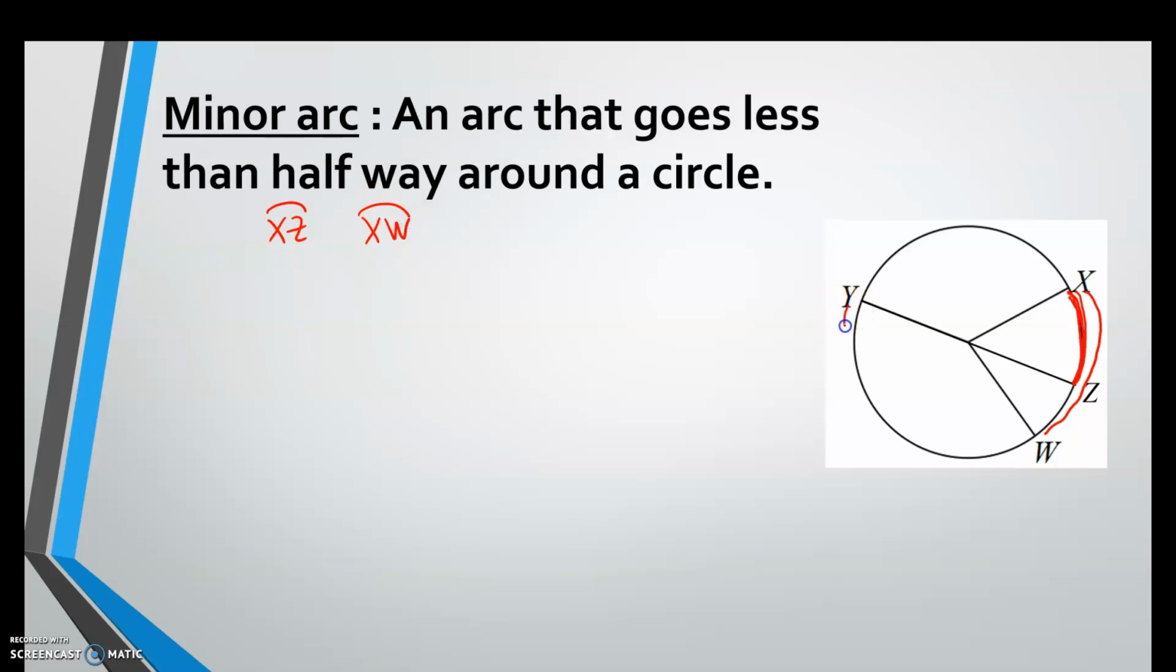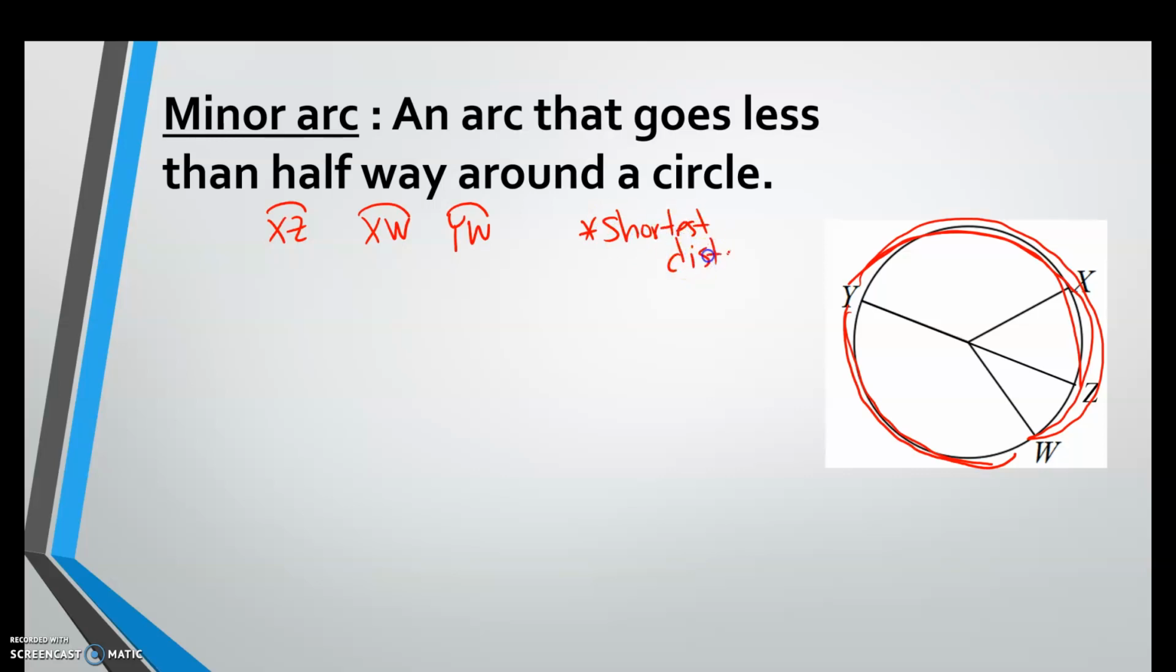Or I could say YW. If I say YW, sometimes it's confusing. Am I talking about YW going this way? Am I talking about YW going this way around the circle? You are always going to go the shortest distance. So my shortest distance means that I'm going from this Y to this W down this way. So that's the arc that I'm referring to. That's for your minor arc.